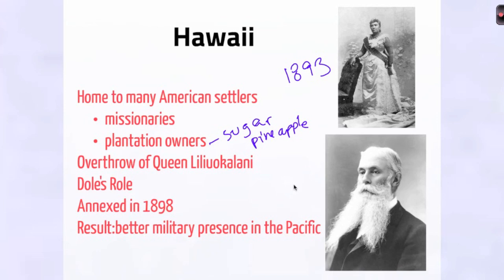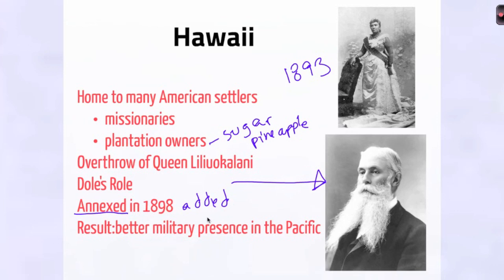So at that point, Sanford B. Dole, you've heard of Dole Pineapple, that's this man with the lovely mustache and beard. He ends up leading their provisional government while it tries to figure out a plan with the United States to annex the islands. So it is annexed, kind of like Texas. So it was added to the United States as a territory in 1898.